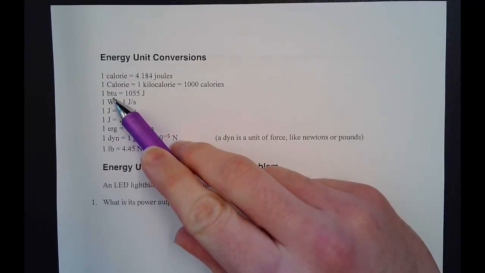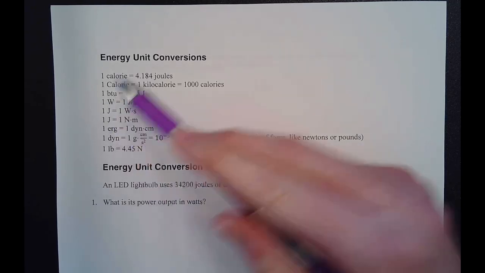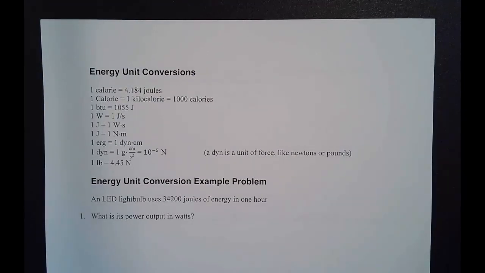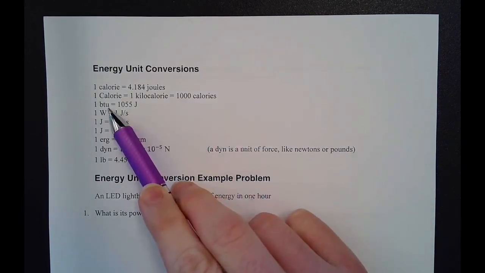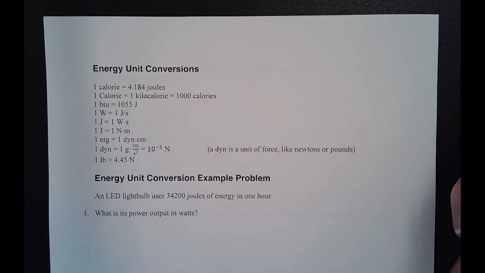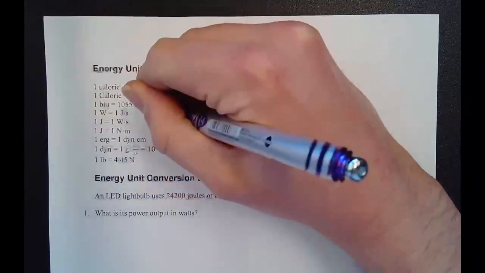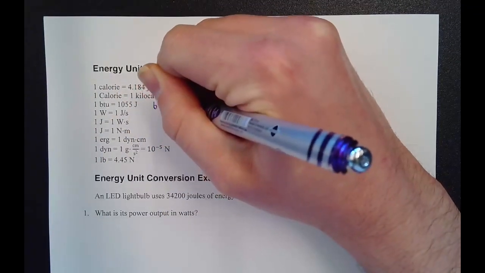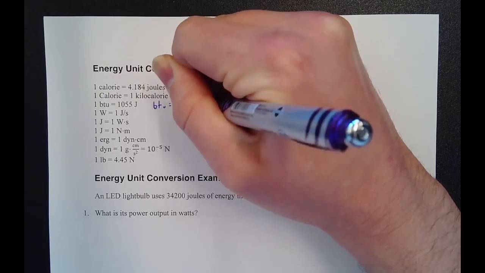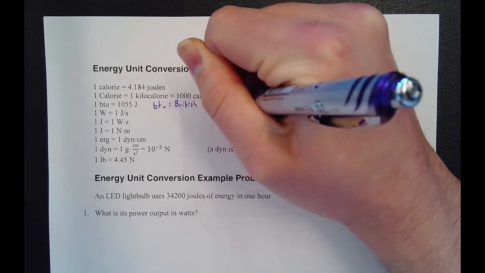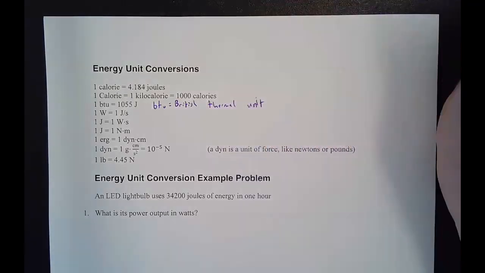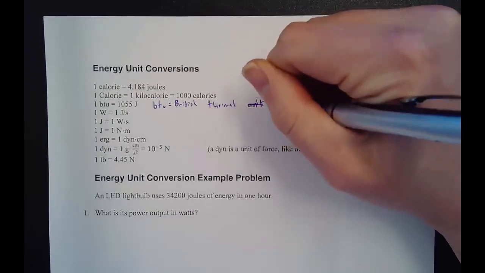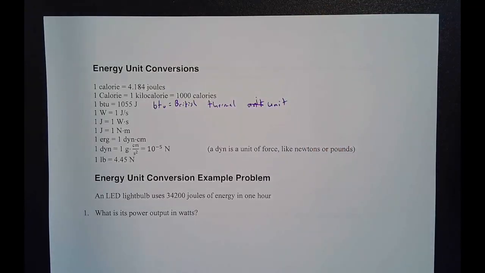We also have this British thermal unit, which is related to burning barrels of oil, which was another way to quantify energy, the British thermal unit, or the BTU, and that is 1,055 joules. So BTU here stands for British thermal unit. There we go. Whew, handwriting there is terrible. That's a bit better. Okay.